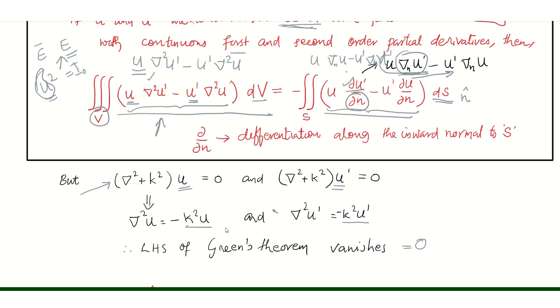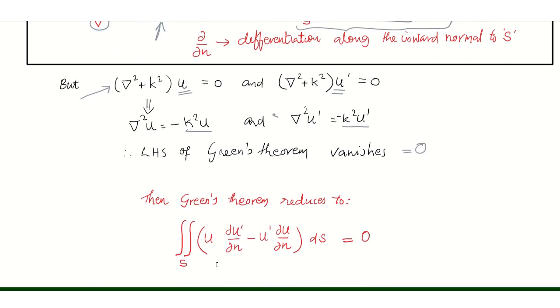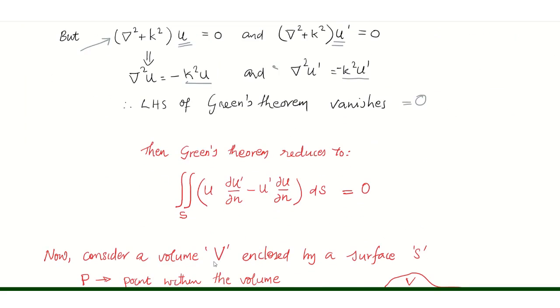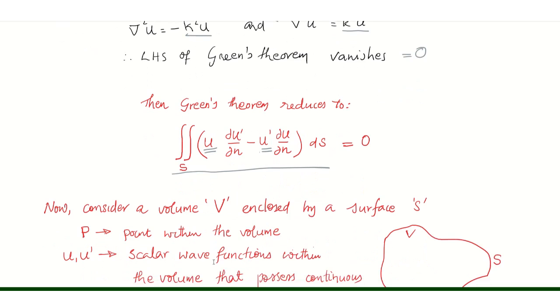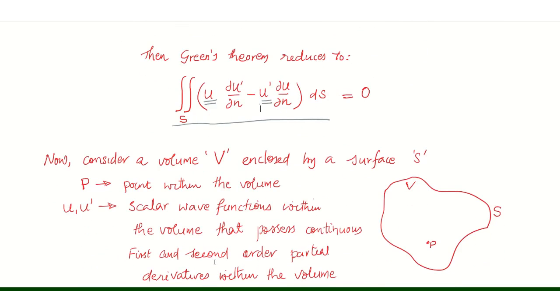Therefore, what is left is the right hand side, and Green's theorem reduces to a simpler form for our situation, where u and u prime both behave according to the wave equation, or when they are wave functions. This is what you get. Now you can solve for u at the point P.